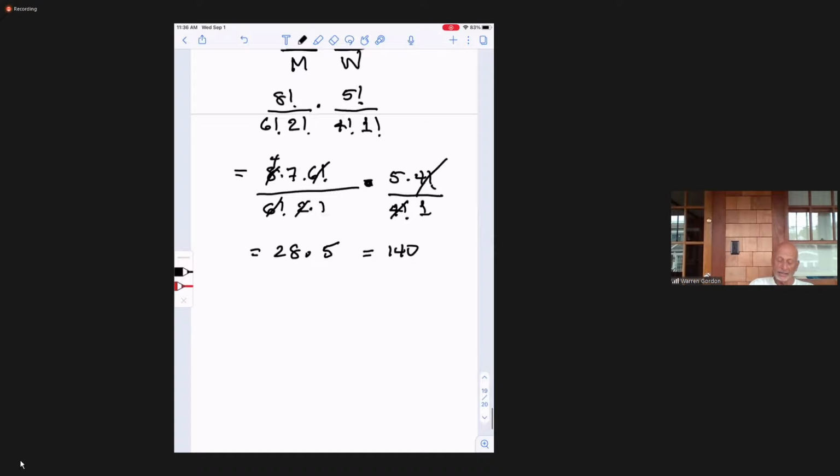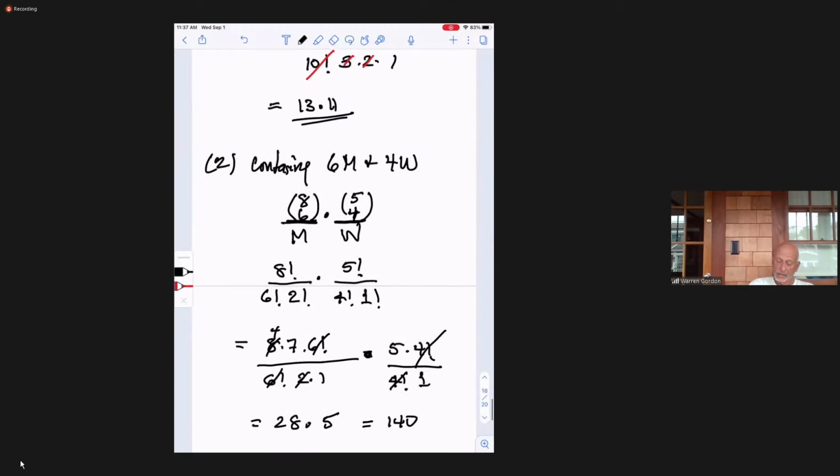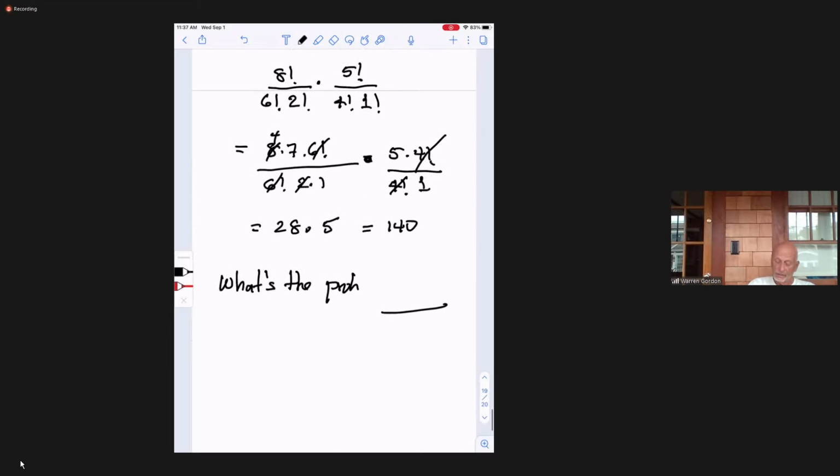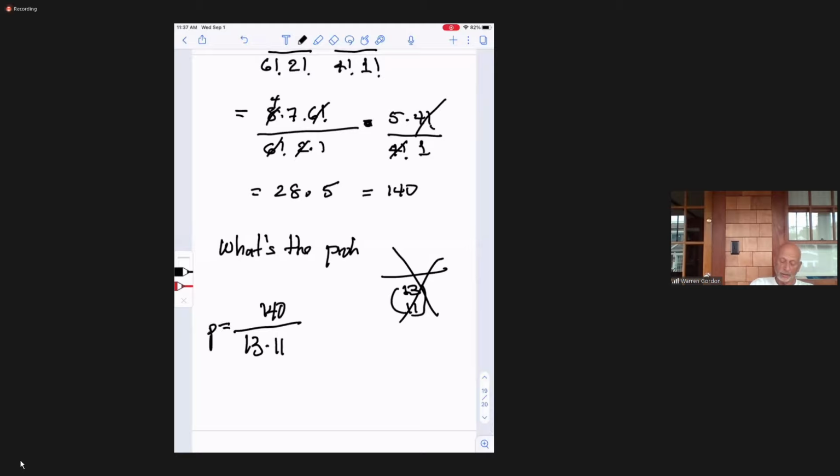And by the way, if I ask what's the probability, even though we haven't talked about probability yet, in total, there were how many committees? There were 13 times 11 total committees. And we have 140 favorable ways of getting this event of 6 men and 4 women. This would be the probability.